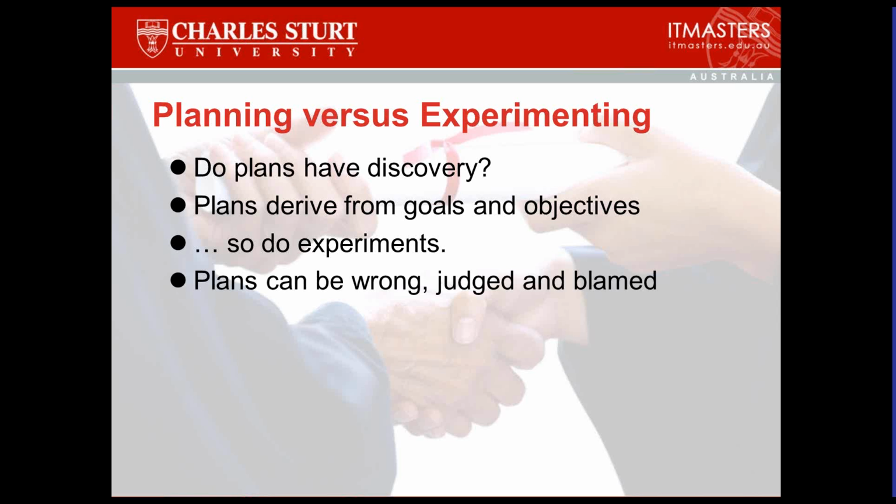Now, a plan is often right or wrong because it tries to be right. I mean, we always want our plans to be right. We want them to be complete. We want them to be, well, perfect. But a plan can be wrong. It can be judged, and conveniently sometimes it can be blamed.